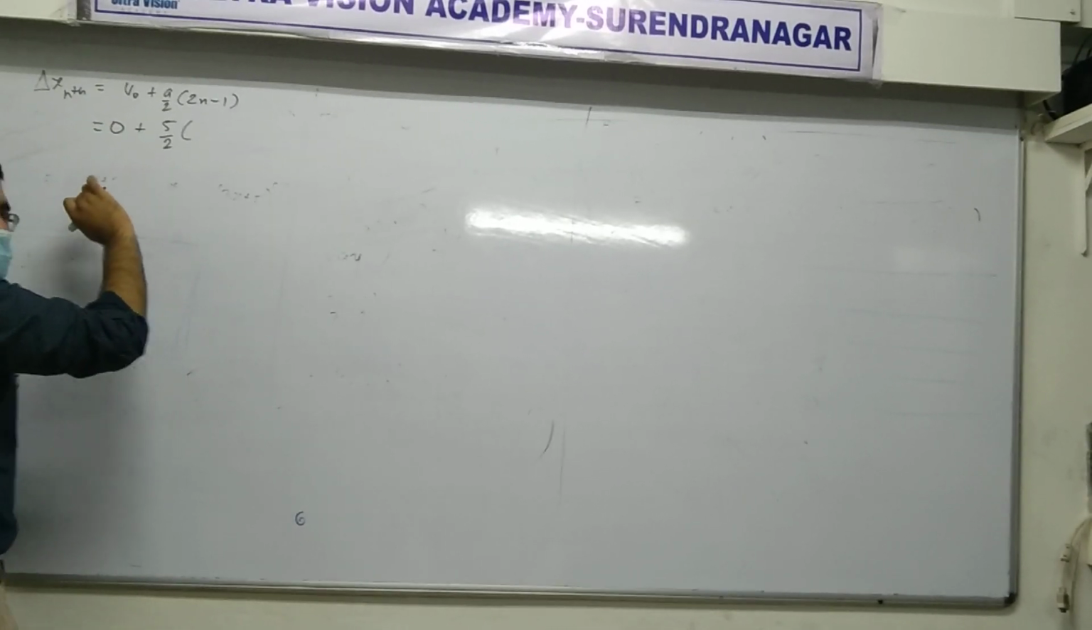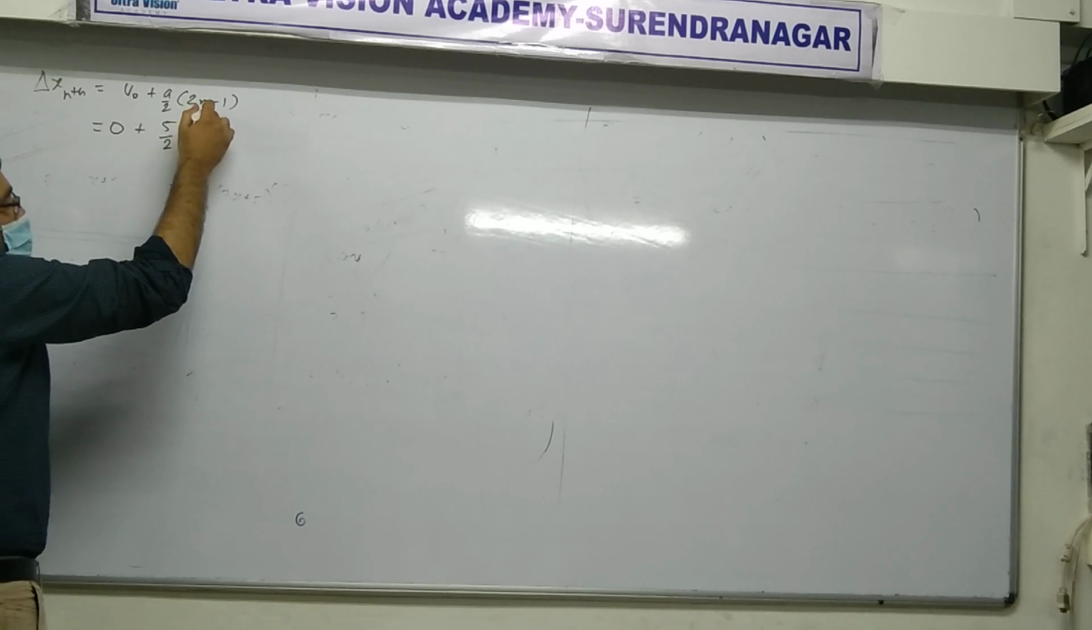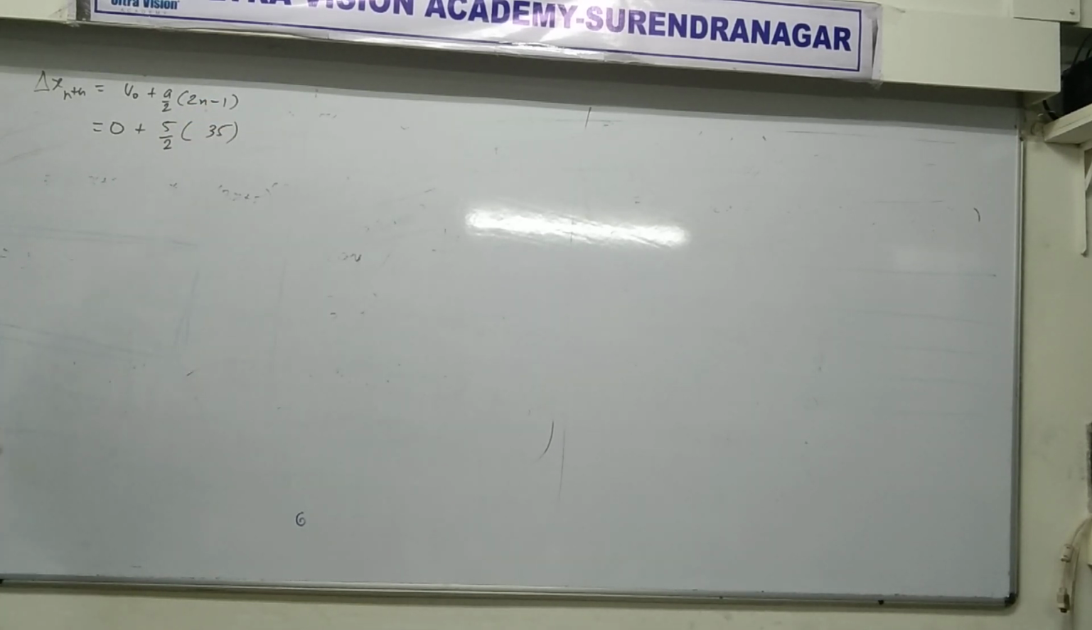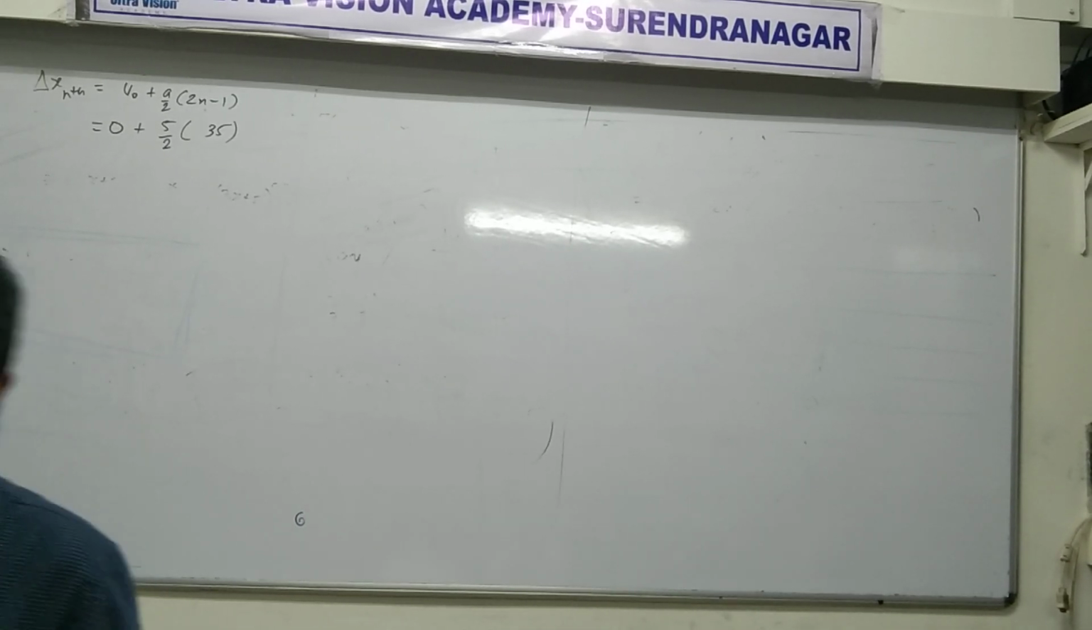Okay, what is the n here? 18. So 2 times 18 minus 1 is 35. Okay. Work out the answer yourself. What's the answer? 80. Okay. Let's go to the next question.